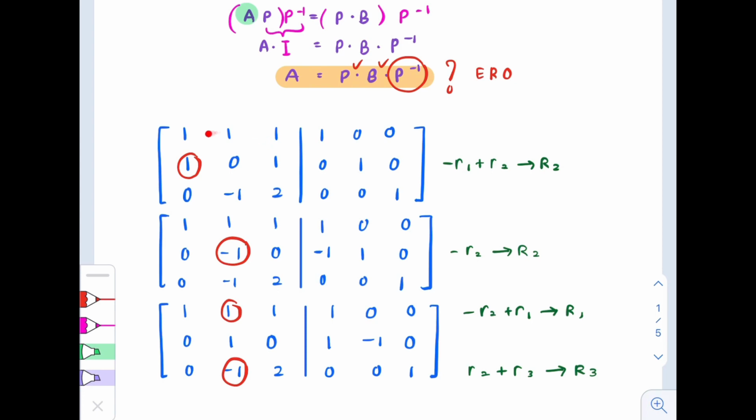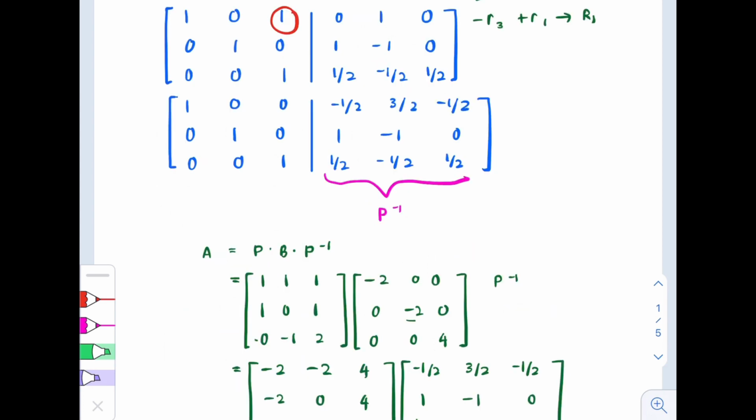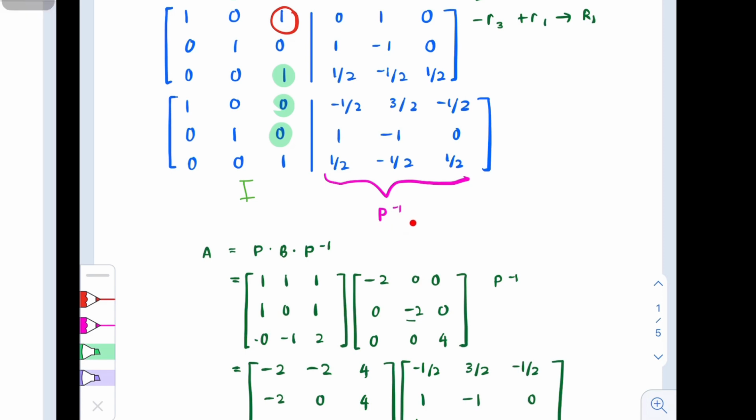So how to do ERO? Let's write this as P and our right hand side as I. So let's do ERO. First step, make this 1. Then use this 1 to make this 0 and this 0. Okay, so next make this 1 and use this 1 to make this 0 and this 0. And finally make this 1, use this 1 to make this 0 and this 0. So now we have finished doing ERO to find P inverse. So this is now I. So whatever you have on your right hand side, straight away this is P inverse.